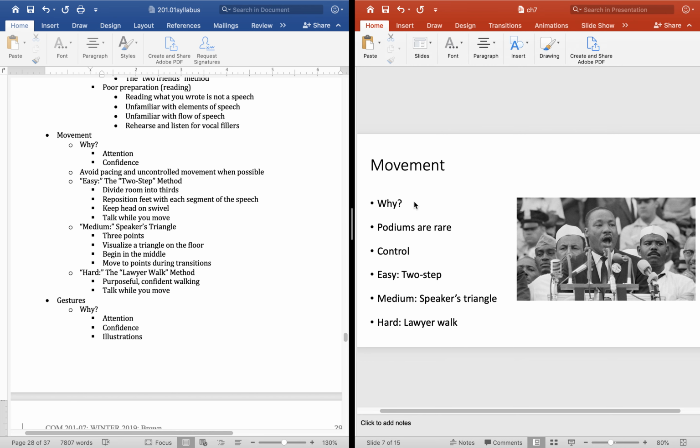Let's talk about some of the key ideas here. So why does movement matter? Well, it matters because it helps the audience pay attention. If you stay in one place for too long, you sort of blend in and they get tired of looking in one spot, honestly. And it demonstrates that you have a level of confidence, that they can trust you, that they can like you, because we like confident people.